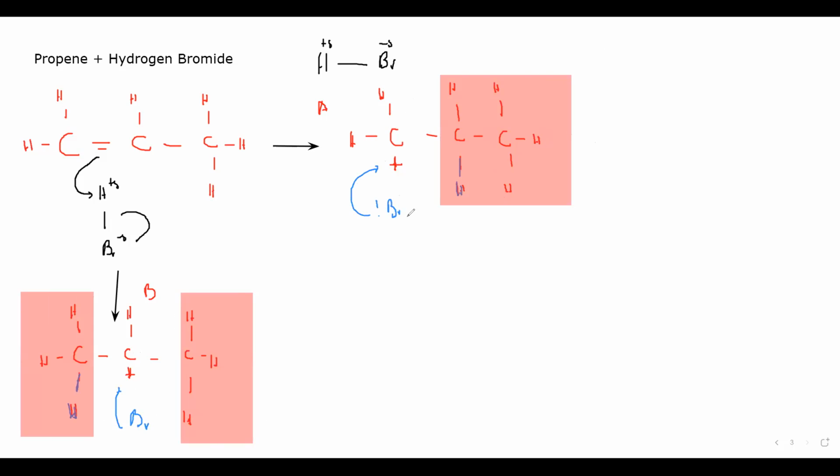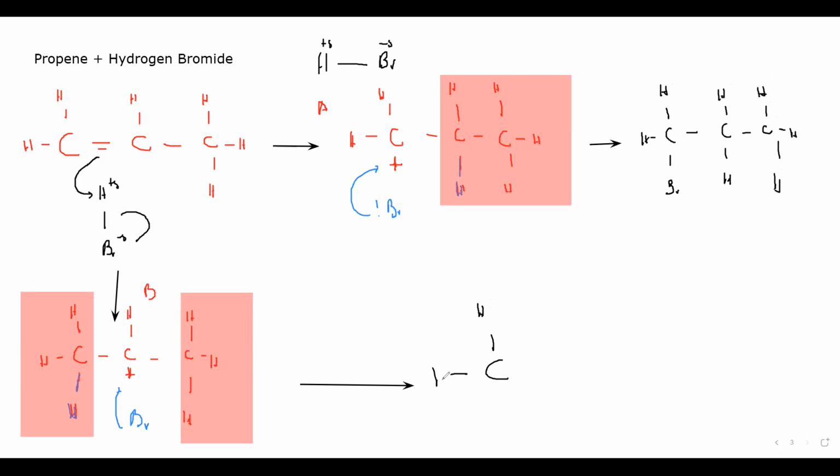But in this case, you can see the products are also different. When bromine is attached to the first carbon, it will be 1 bromopropane. But when bromine is attached to the second carbon, it will be a new product, that is 2 bromopropane, like isomers of bromopropane.